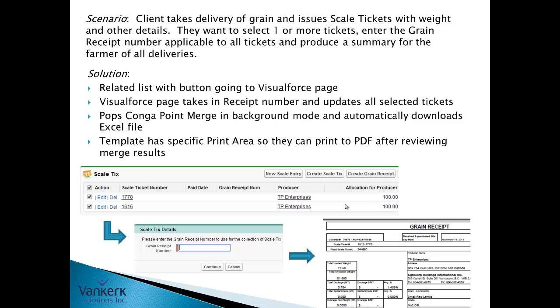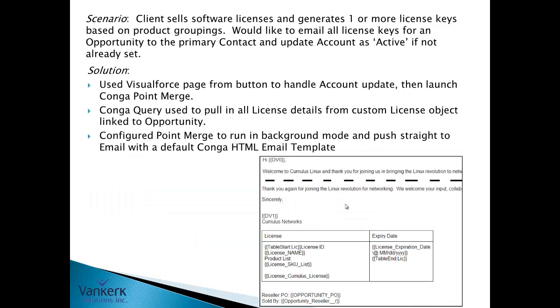The next one I wanted to show you was using the HTML email template and a few of the newer features that are in Conga. This client I have sells software licenses, and they use Salesforce to generate license keys based on various product groupings. So you end up with one or more licenses against an opportunity, and they want to be able to email one email with all the license keys and expiry dates to the main contact. And then they also wanted to make sure that when they're ready to email, the account is set to active if it isn't already.